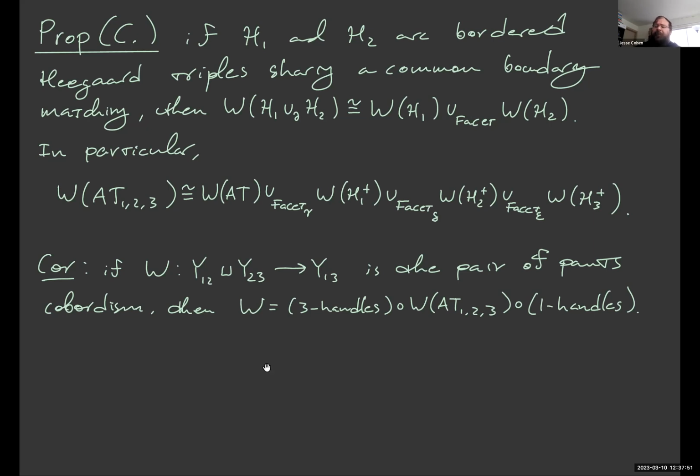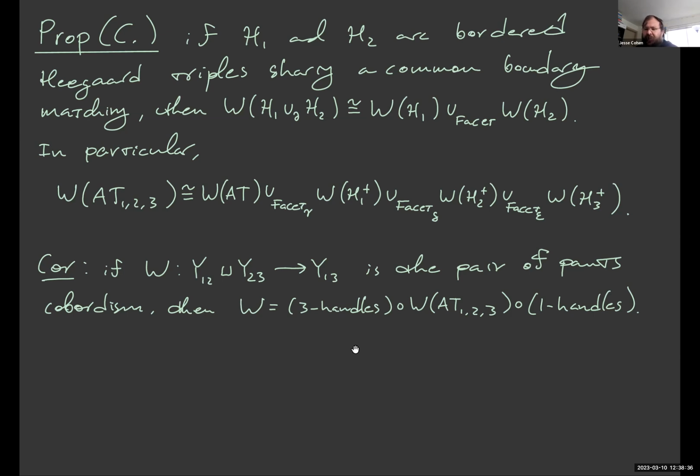And then with a little more work, you can show that the pair of pants cobordism that we started with is obtained from W of AT123 by first pre-composing with a 1-handle cobordism and post-composing with a 3-handle cobordism. So what happens in the middle here, the reason you don't get the pair of pants cobordism on the nose, is you had all of these beta circles that were perturbed slightly. And so at the ends of W AT123, you have a whole bunch of connect sums of S2 times S1s that show up. And you need these 1-handles and 3-handles to cancel them.